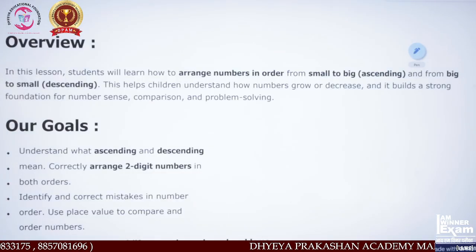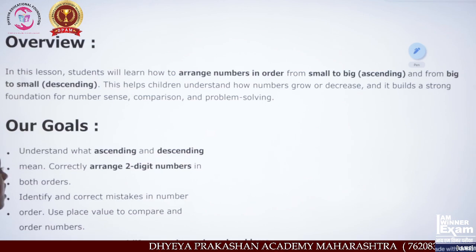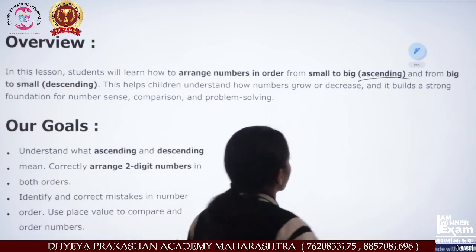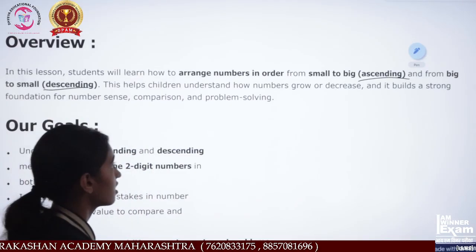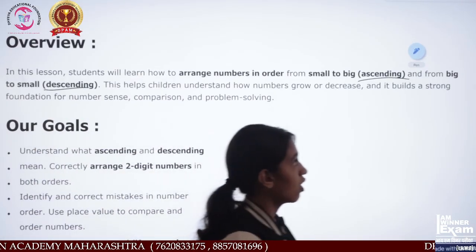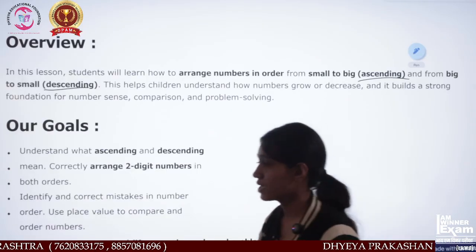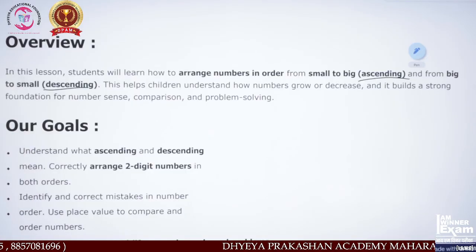In this lesson, students will learn how to arrange numbers in order. Small to big is ascending and big to small is descending. This helps children understand how numbers grow or decrease. It builds a strong foundation for number sense, comparison, and problem solving.